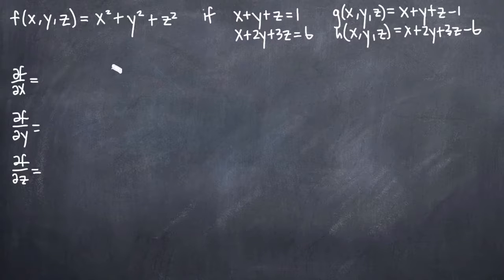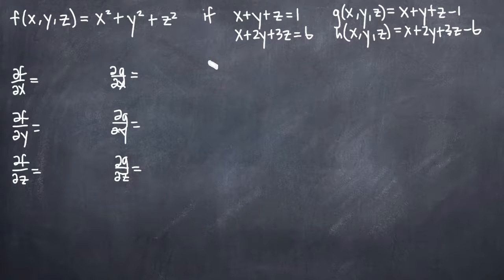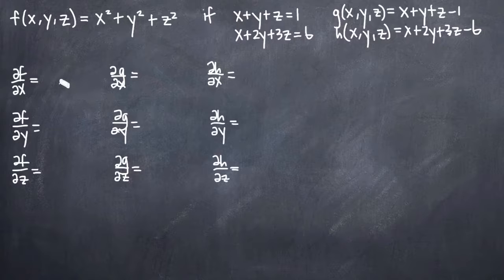Then we'll go over here and say the partial derivative of g with respect to x, the partial derivative of g with respect to y, and the partial derivative of g with respect to z. And we'll need the same thing over here for h. So now we need to take the partial derivatives that we've written down here.